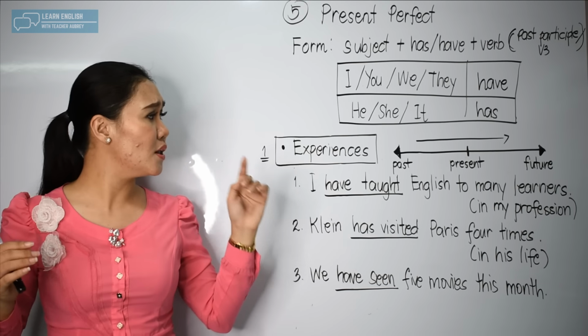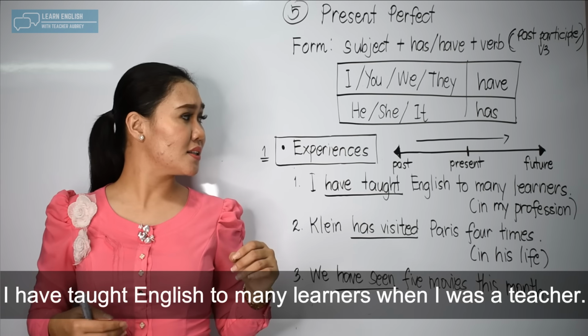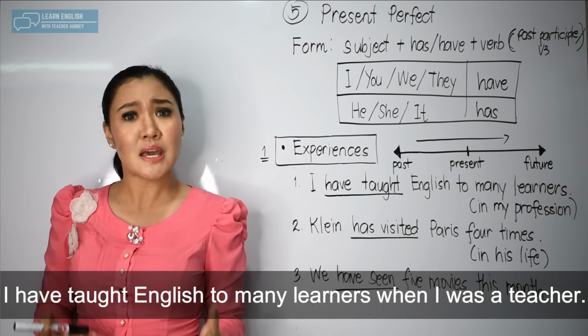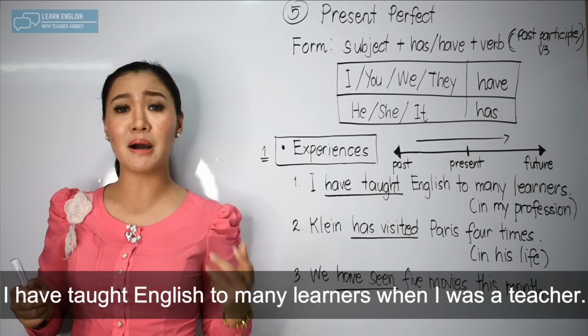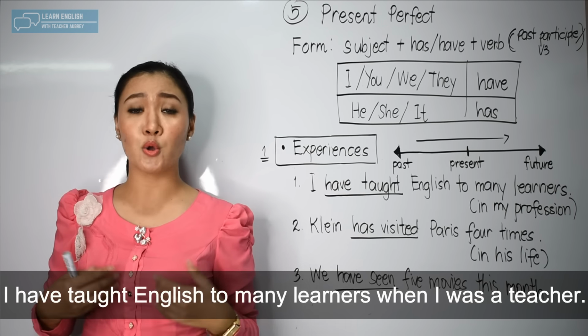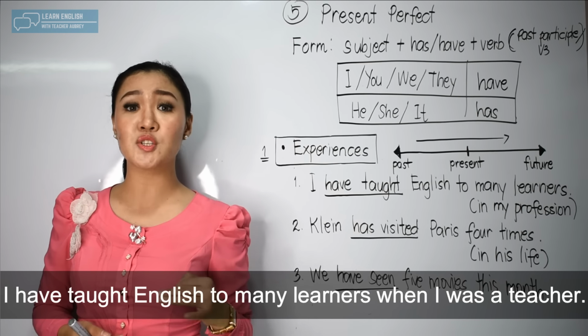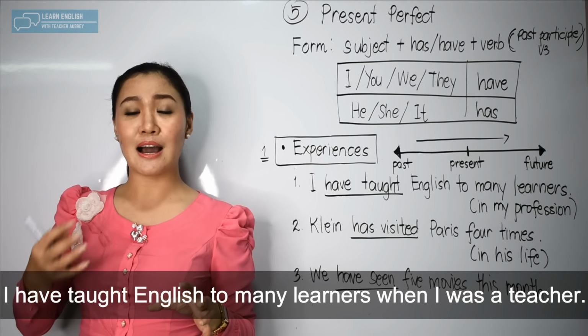Let's say for example, pag sinabing, I have taught English to many learners when I was a teacher. Ibig sabihin na kapag turo ako ng English sa maraming mga mag-aaral, noong ako ay teacher pa o noong ako ay nagtuturo pa bilang isang guro, ibig sabihin sa pangungusap na yun, tapos na. Tapos na yung pangyayari na ako ay guro.